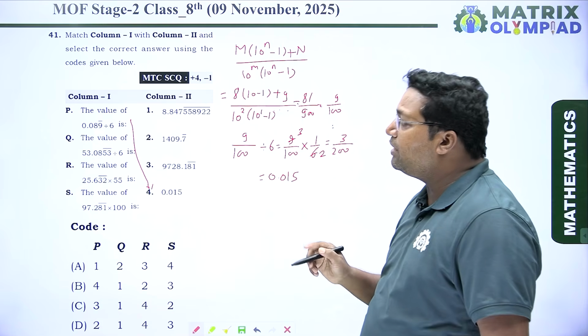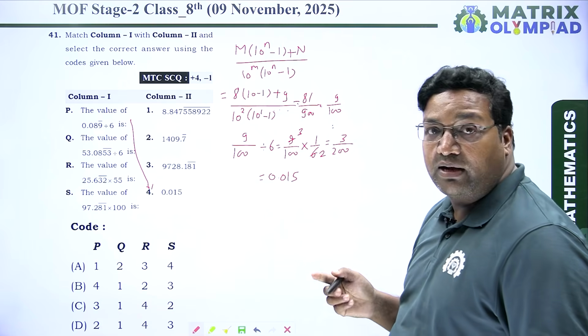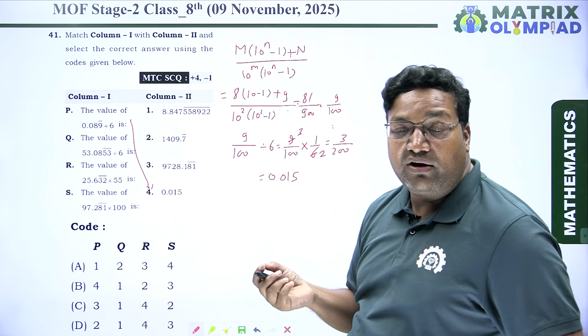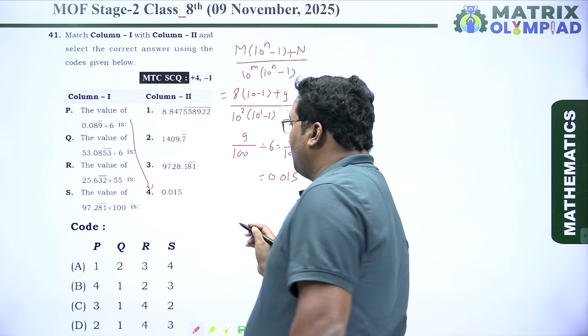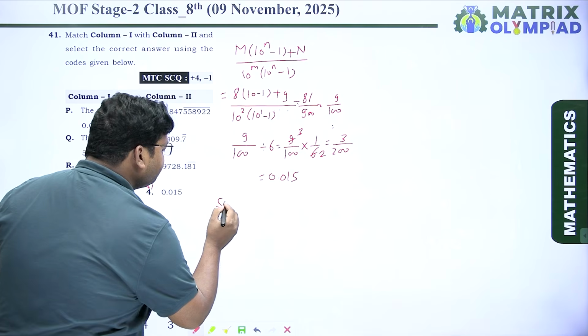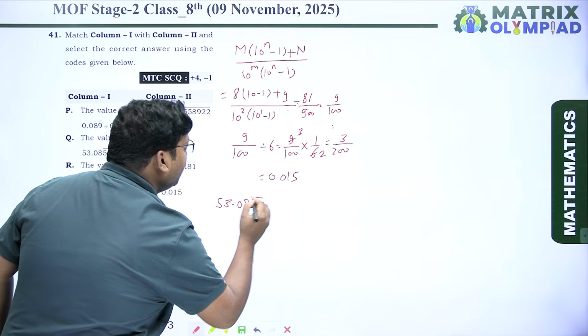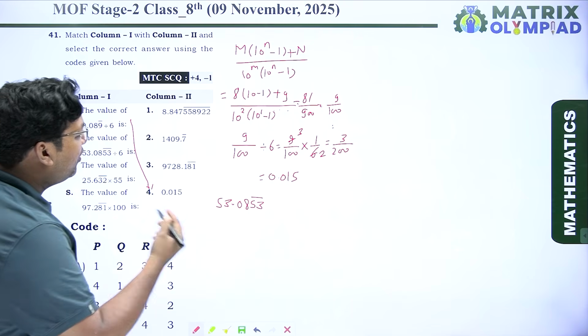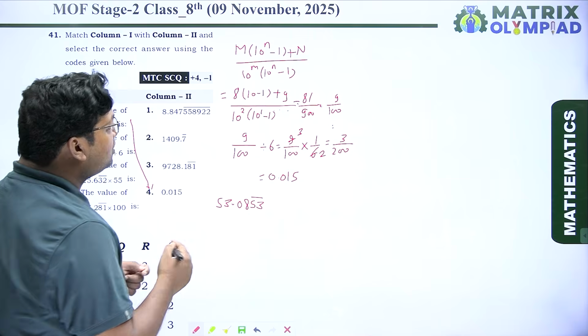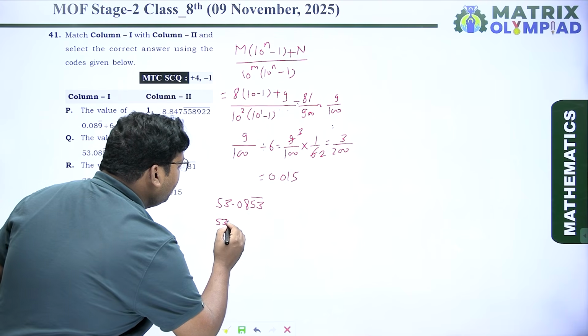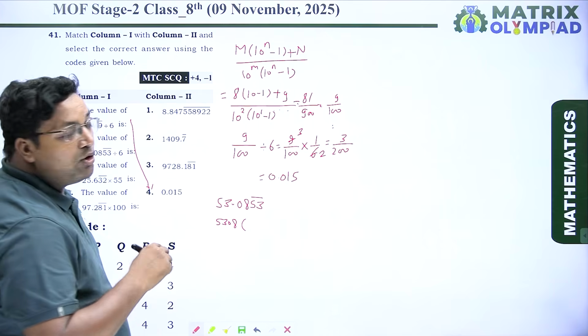Next is 53.0853 bar divided by 6. Again we have to convert this number first of all into a rational number. So for 53.0853 bar, here you can see the value of m is the number which is repeating, so that number is 5308, 10 to the power n.